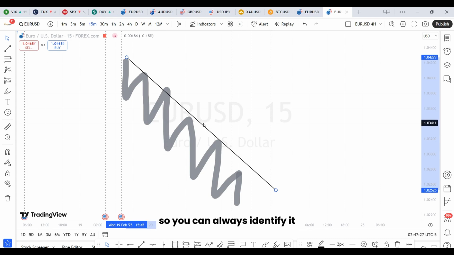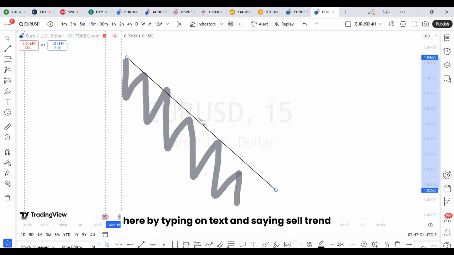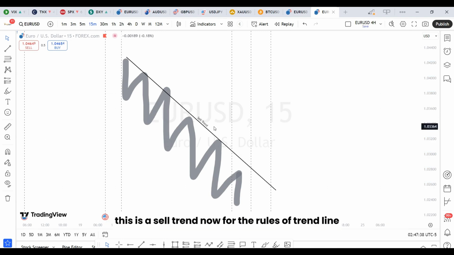So you can always identify it here by typing on text and saying sell trend, so you can easily tell yourself that, okay, this is a sell trend.